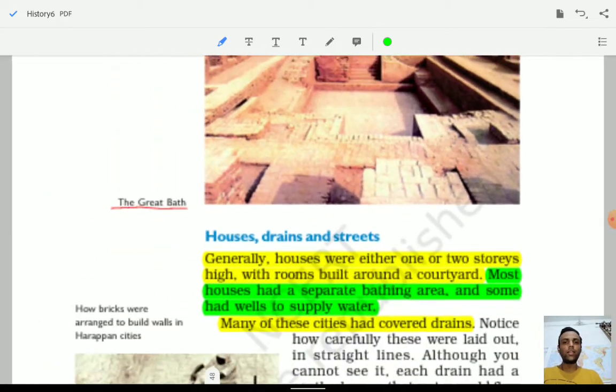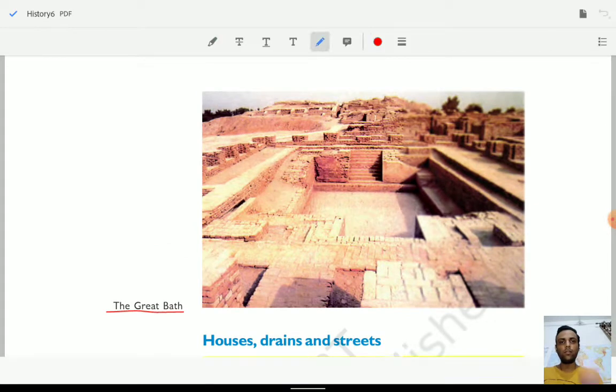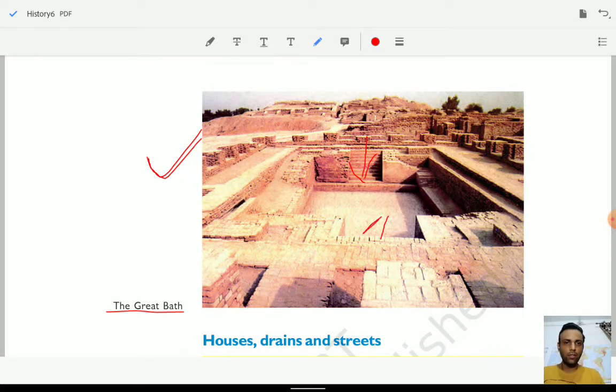So pay close attention to this. This was the Great Bath. Look at this. Here are the steps, and these are the rooms which have been made. These were probably changing rooms. It was built on the western part, on the citadel, right?